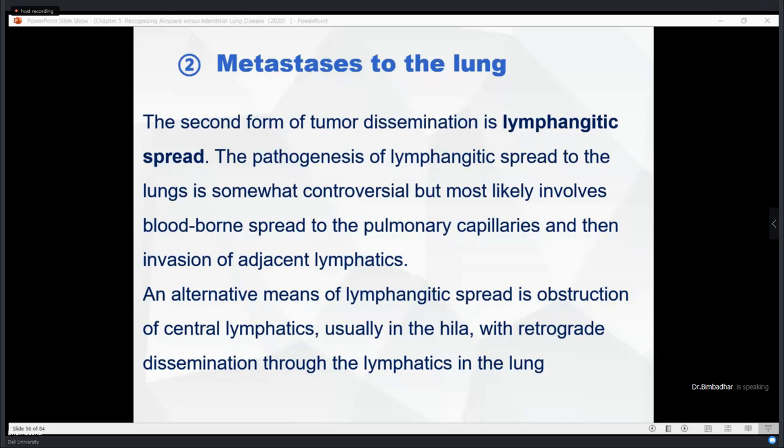What you have learned in TNM staging is usually done on a radiographic image. TNM staging, which you learned in pathology, is generally done through radiology. Radiology is the investigation, the medium that is used for doing this TNM staging. Generally we call this stage 1A, stage 2B, stage 3B, something like that.